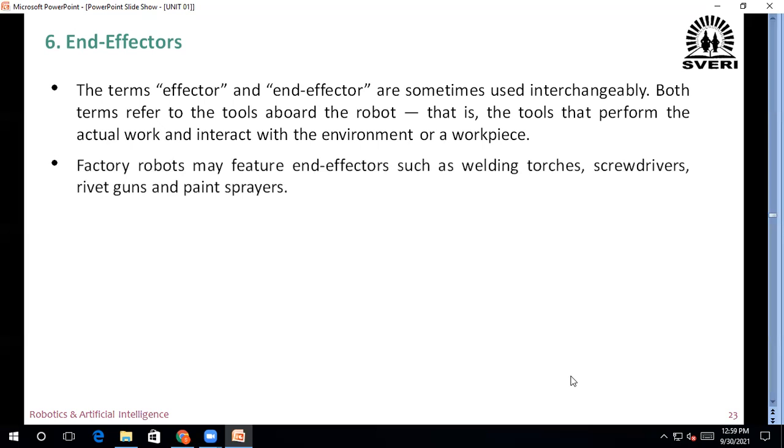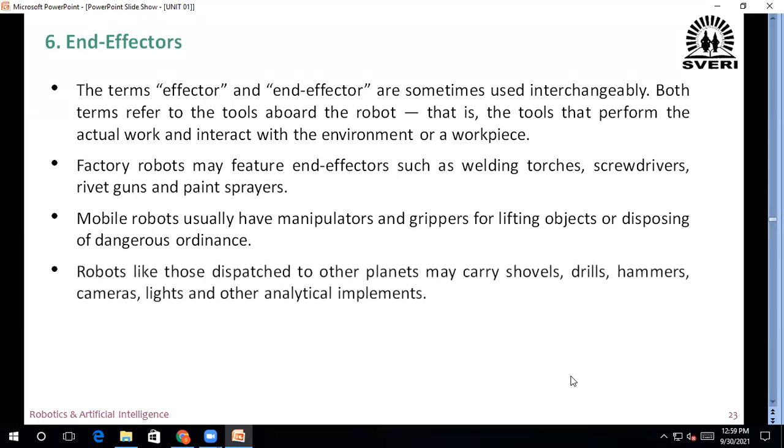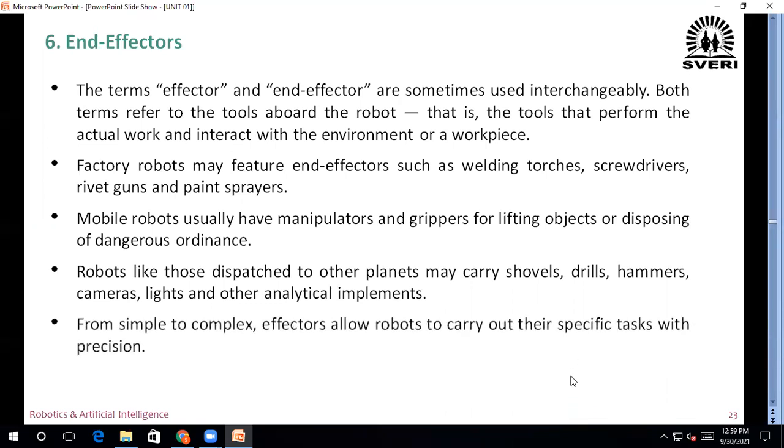Factory robots may feature end effectors such as welding torches, screwdrivers, rivet guns, and paint sprayers. Mobile robots usually have manipulators and grippers for lifting objects or disposing of dangerous ordnance. Robots like those dispatched to other planets may carry shovels, drills, hammers, cameras, lights, and other analytical implements. From simple to complex, effectors allow robots to carry out their specific tasks with precision.